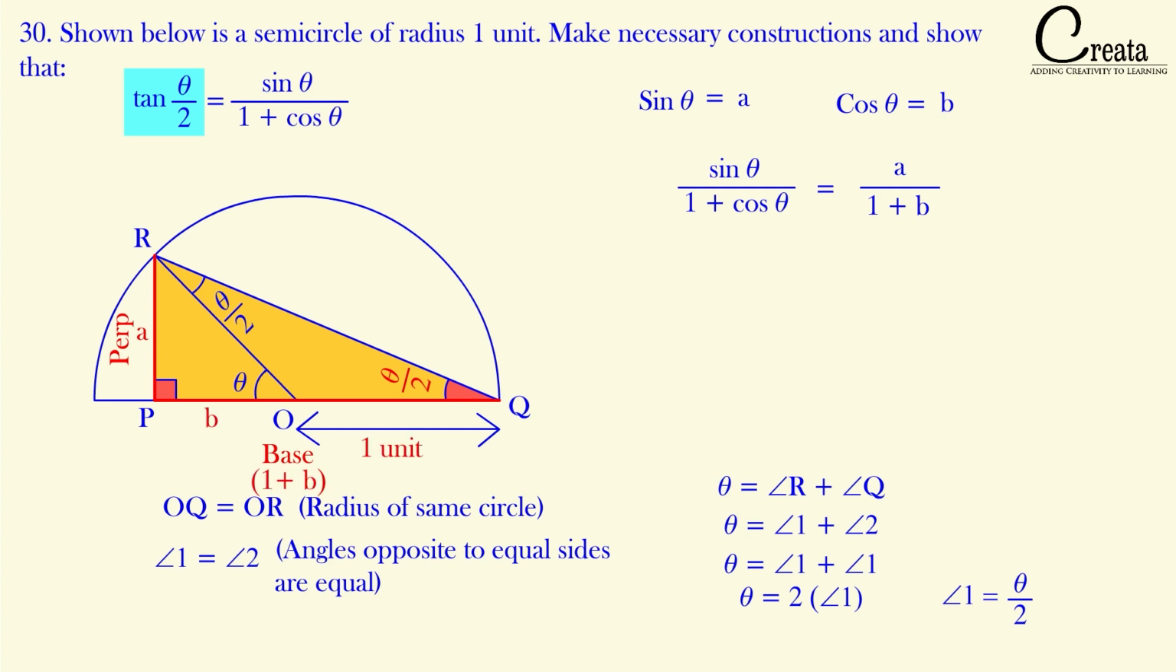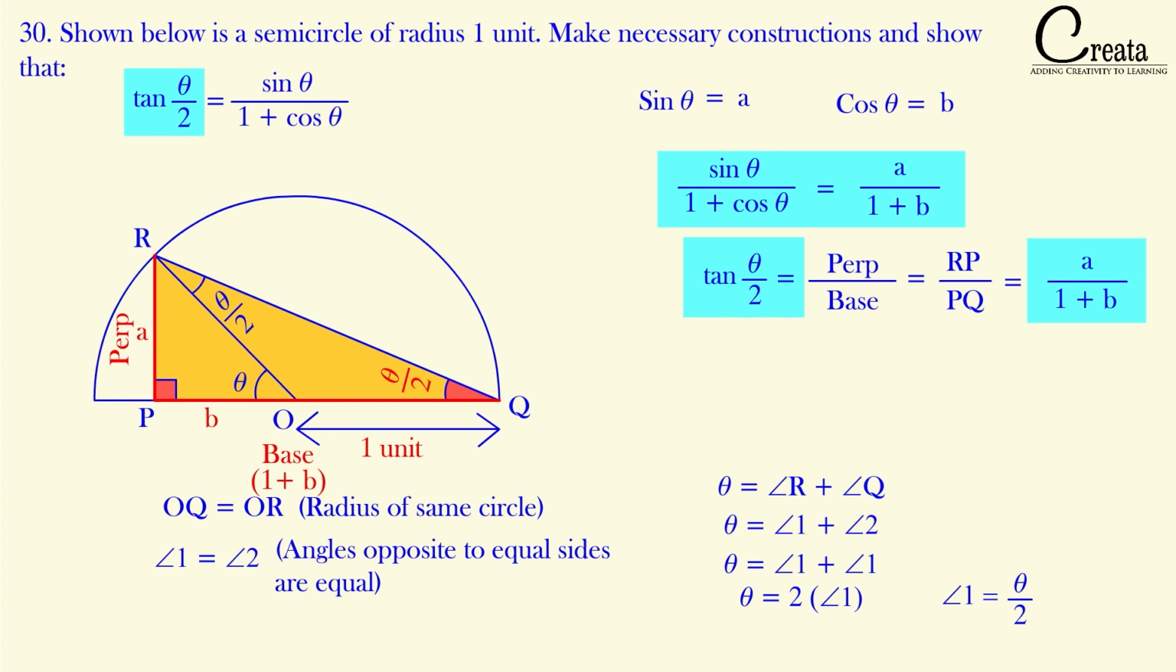And what is the formula of tan? It is perpendicular upon base. Tan theta by 2 is equal to perpendicular upon base, that is RP upon PQ, which is A upon 1 plus B. Left hand side we got as equal to A upon 1 plus B, and right hand side we have already got as A upon 1 plus B. So we got left hand side equal to right hand side. That is the answer. Tricky question, totally a different type of question, a unique type of question, but very interesting.